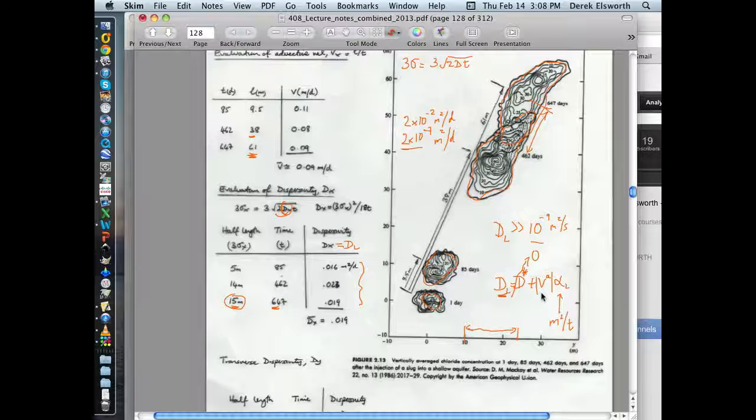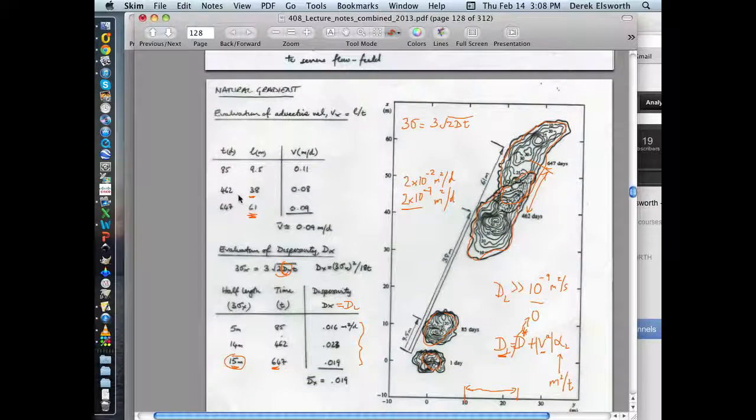If we know the value of the advective velocity, we have a chance of being able to calculate the longitudinal dispersivity. And so that was this calculation here. It's gone 61 meters downrange in 647 days. What's the velocity? Well, it's 61 meters divided by 647 days, or for these different ones, it's of the order of 0.09 meters per day.